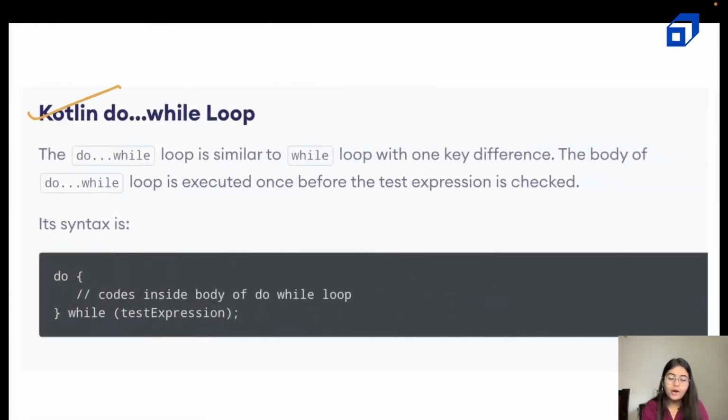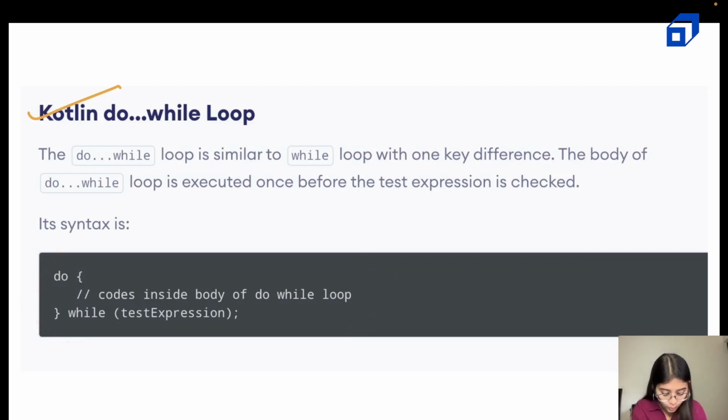Moving ahead, now we have another important thing. After the while loop we have the do while loop. This is exactly the same as the while loop, with a few changes here and there. The do while loop is similar to the while loop with one key difference: the body of the do while loop is executed once before the test expression is checked. You will understand this once you see the syntax of the do while loop.